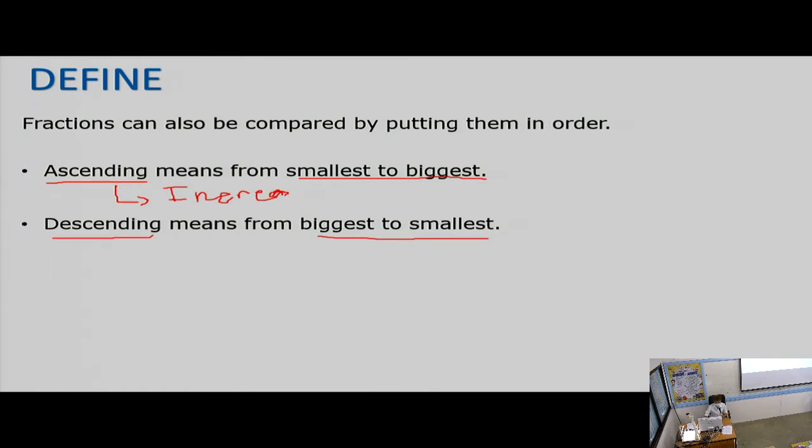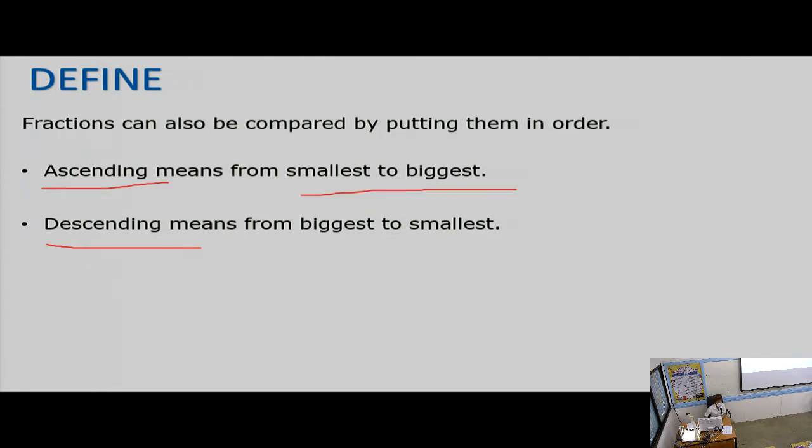It's hard to write. Increasing. Never mind. Ascending, okay? And descending. Ascending is smallest to biggest, and descending is biggest to smallest. Anyway, since we're dealing with fractions, it is kind of harder.